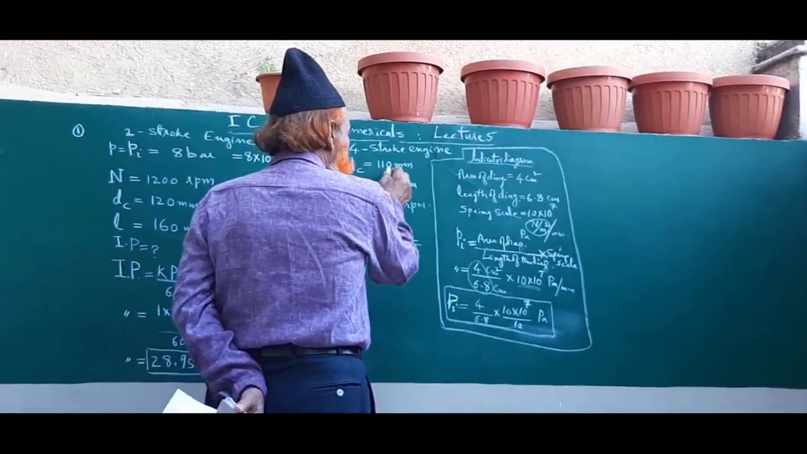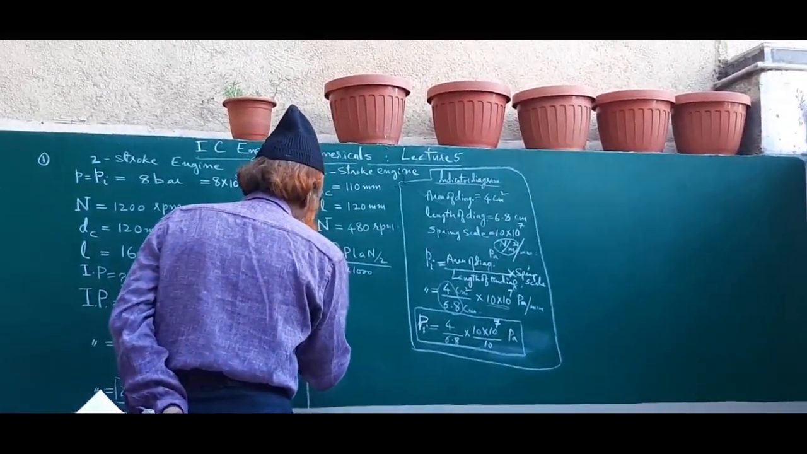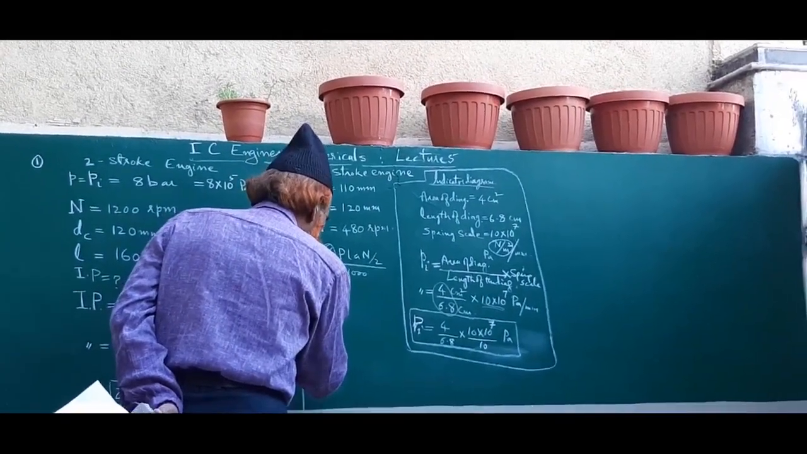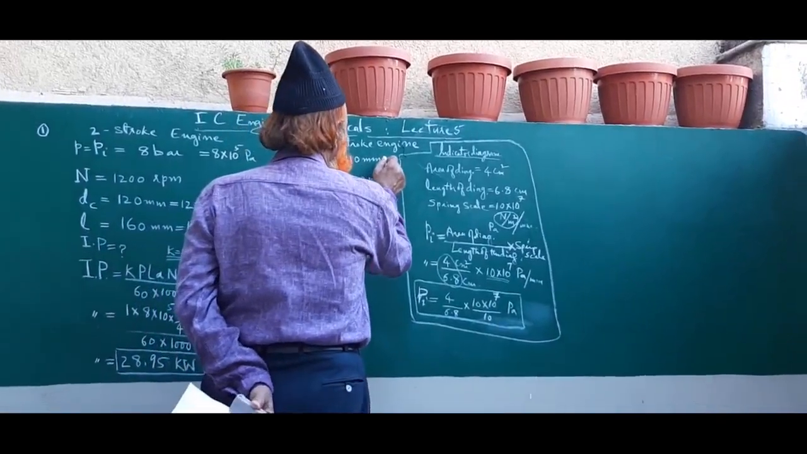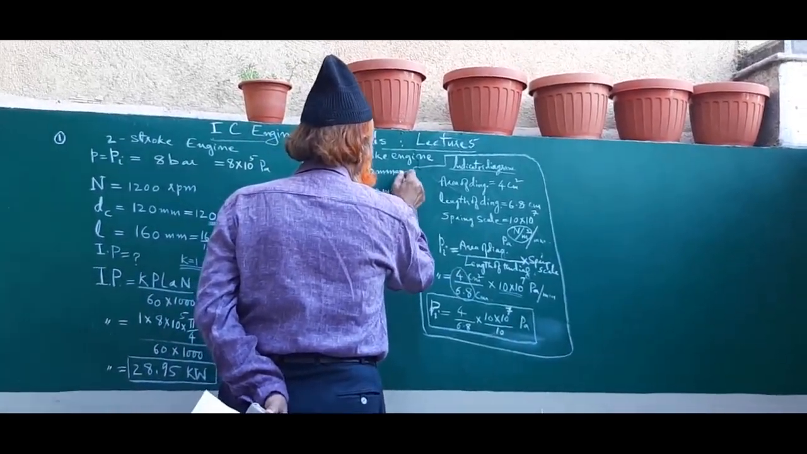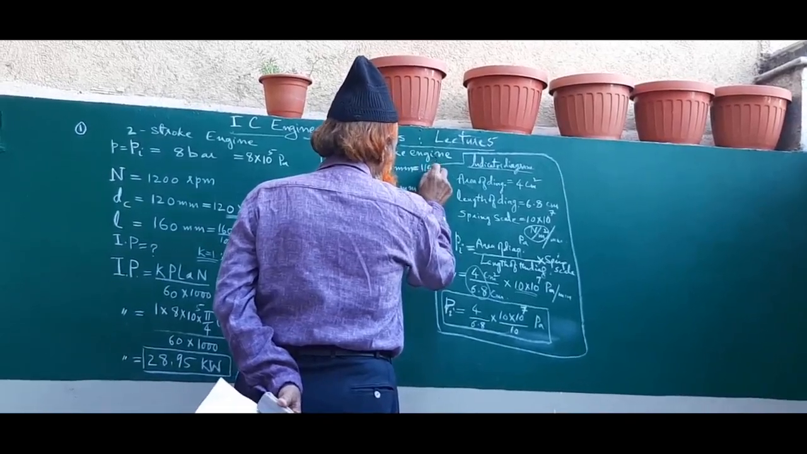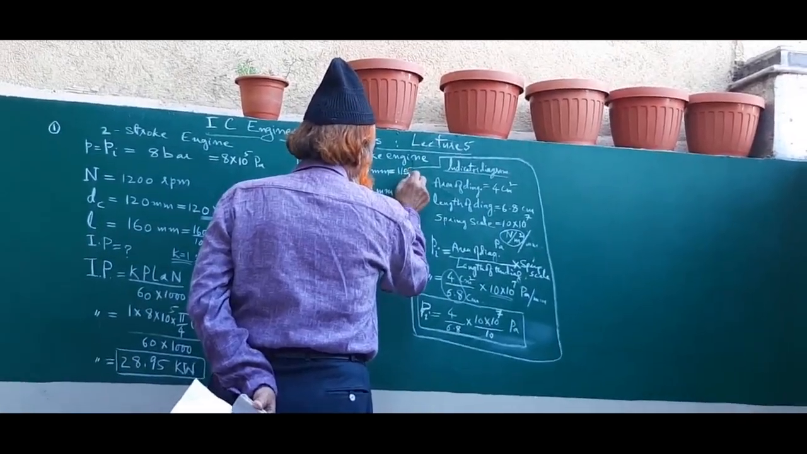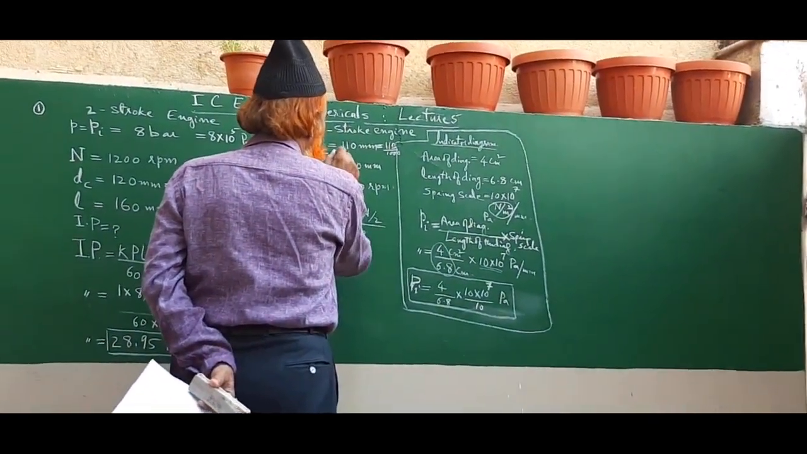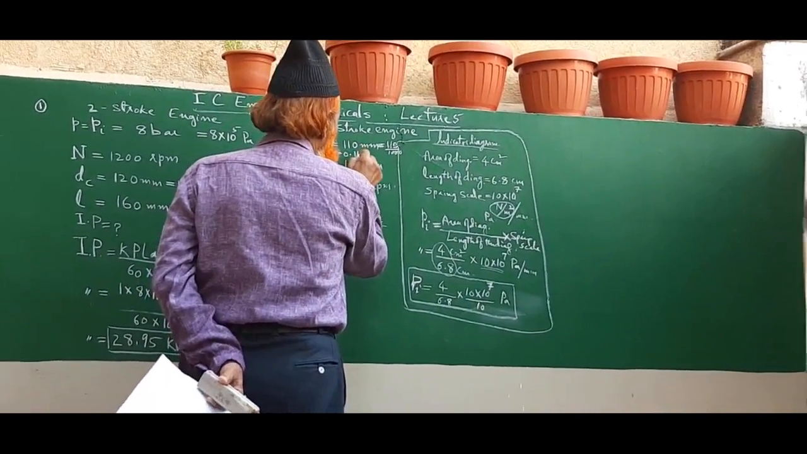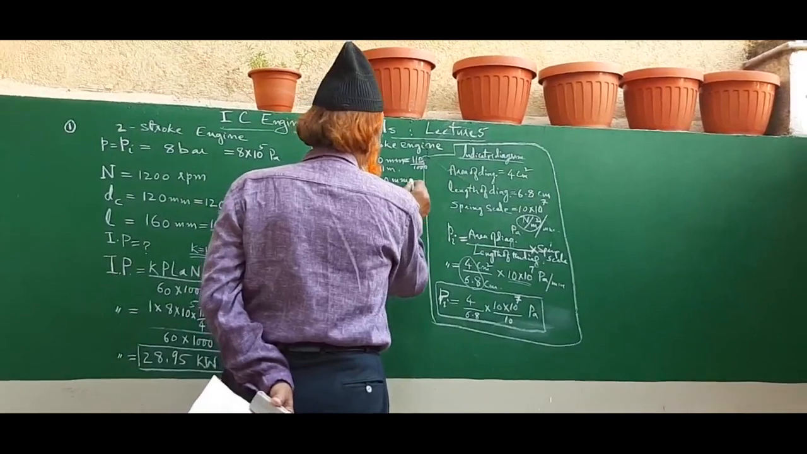Now, the remaining thing is DC, from which we can get the area. Area is equal to what we will get? Pi by 4 DC square. DC square we have to take in meters. You can take 110 divided by 1000. Here SI units we have to change. 110 divided by 1000 will become 0.11 meter.